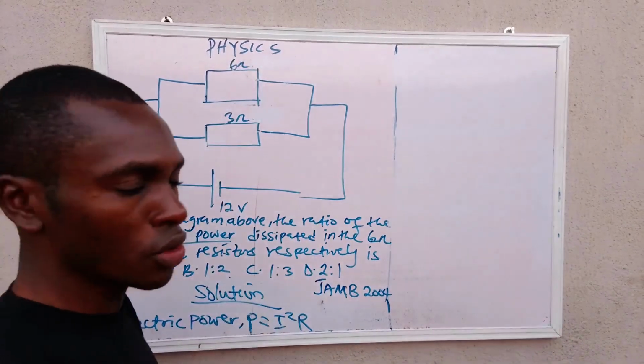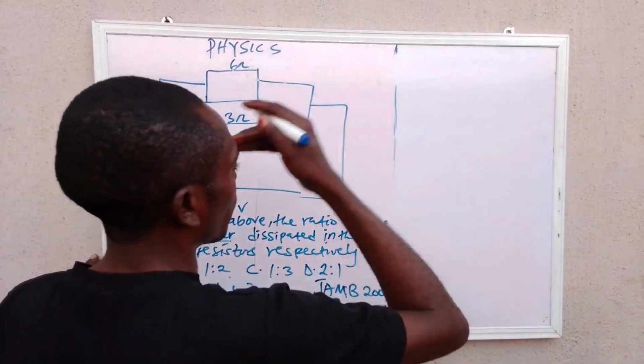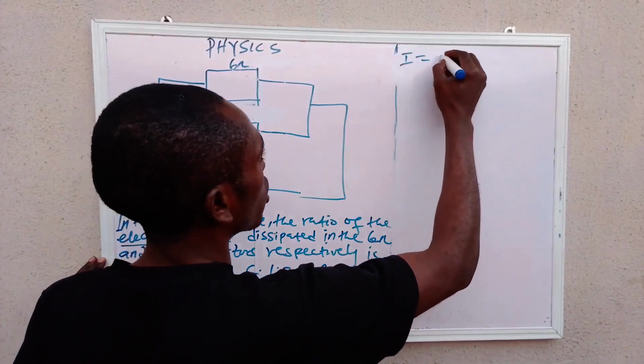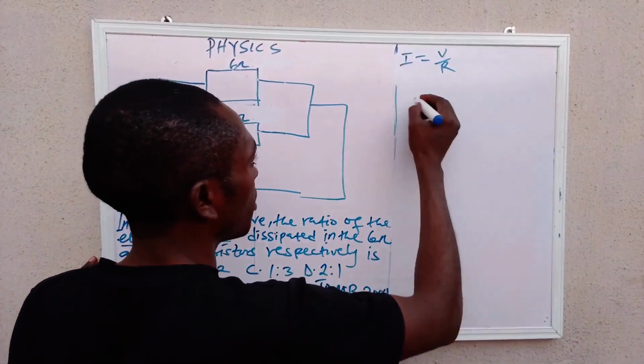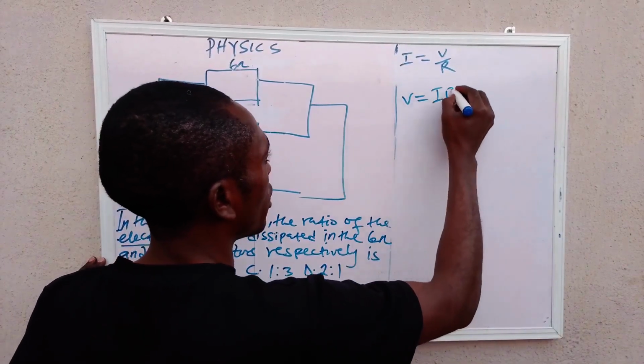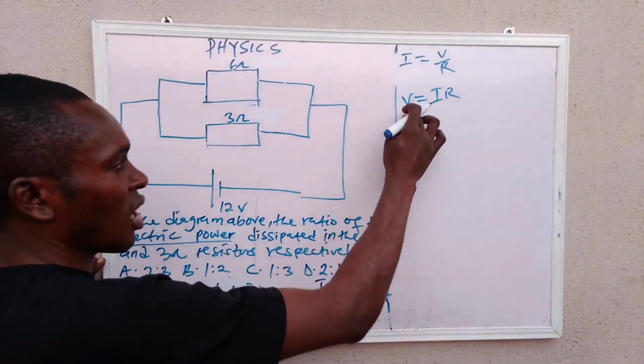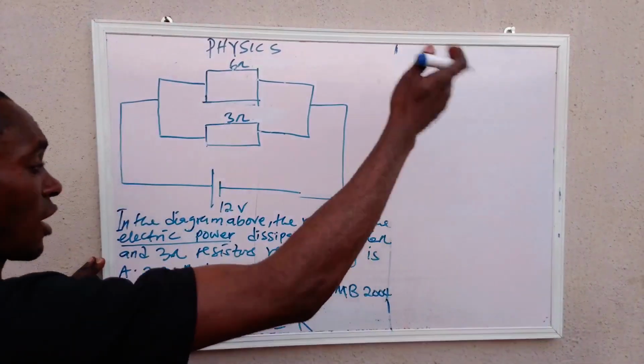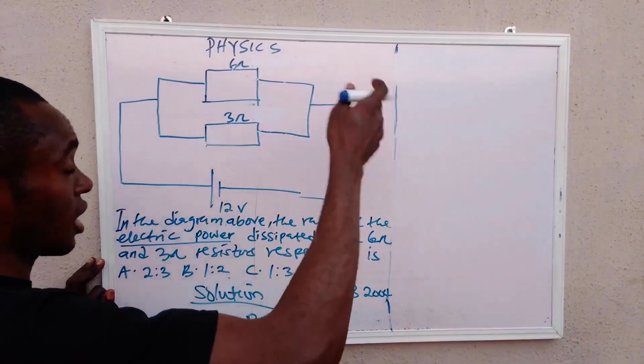From Ohm's law, we know that current is going to be equal to V over R. Why? Because V is equal to IR. So if you make I the subject of the formula, you have V over R. That's how you calculate current.